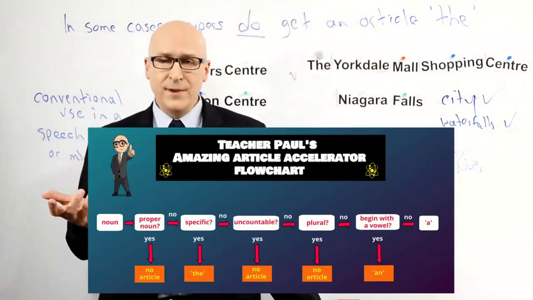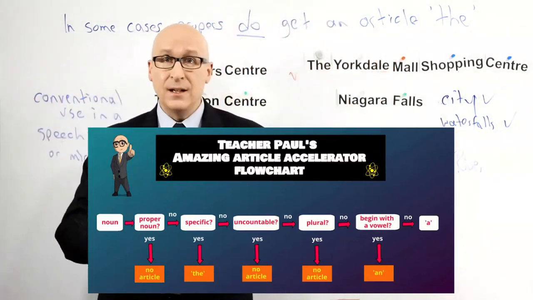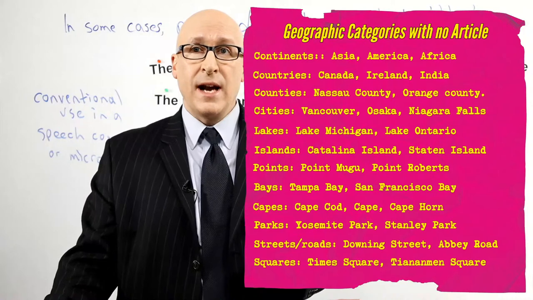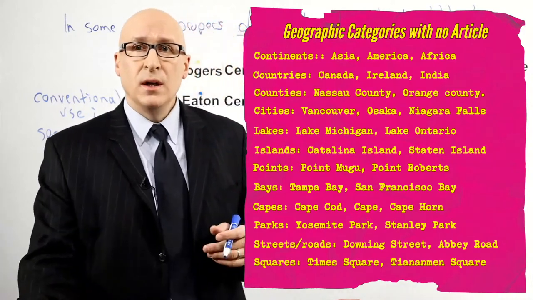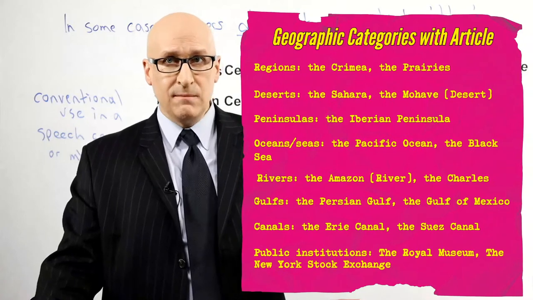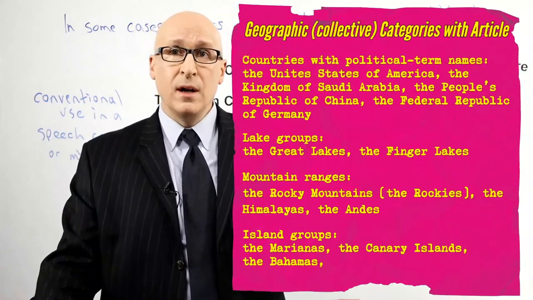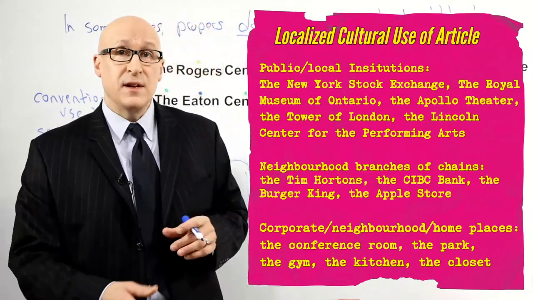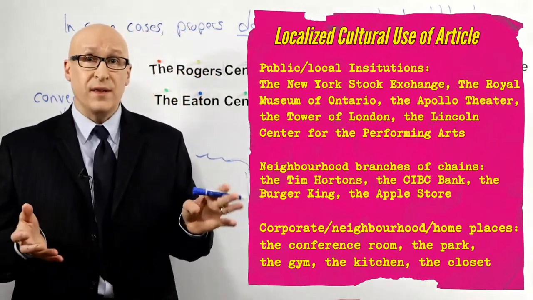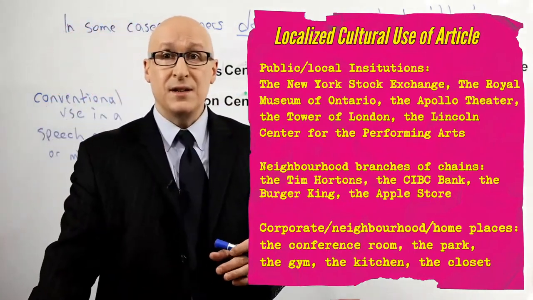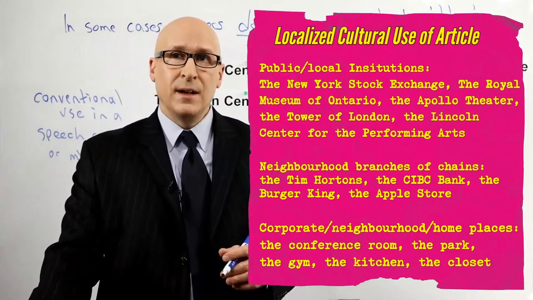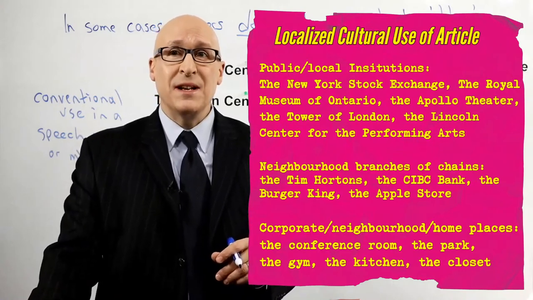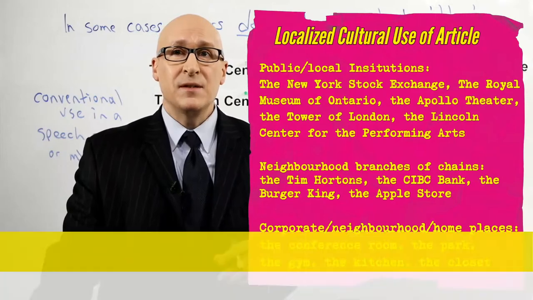Would you call me the Paul? No, of course not. Would you call my country the Canada? No. But we've seen some exceptions. Right? We've looked at categories with no article that follow the rule. But then there are these categories with an article. And these are the ones you need to study and remember. And these are the collective categories with an article. And these are the localized cultural use of article with a proper noun. All of this discussion is about proper nouns, right? I'm going to take a little breath now and let you ask me questions about this. Let's see if anyone has questions.